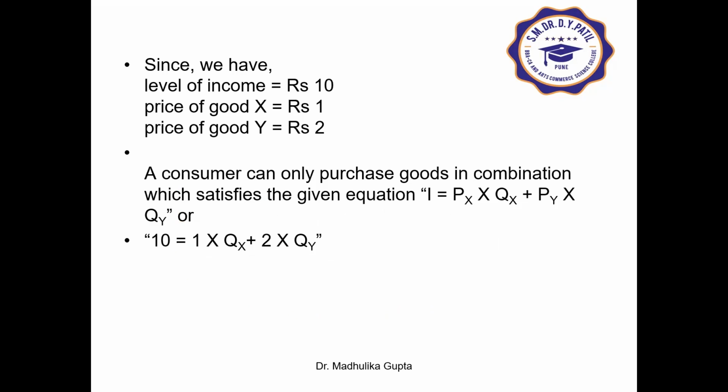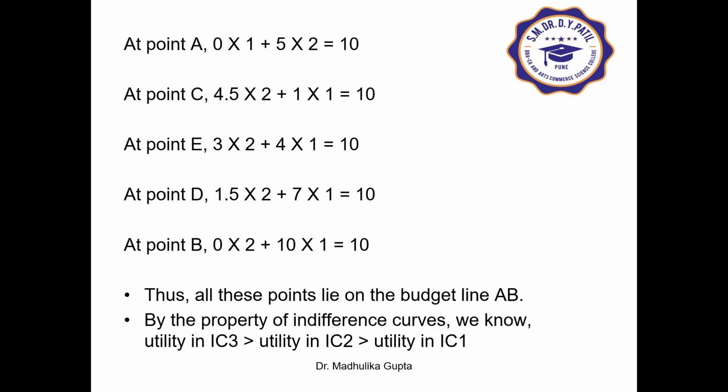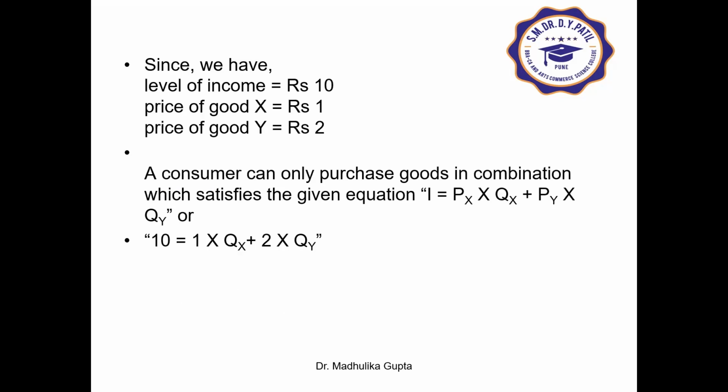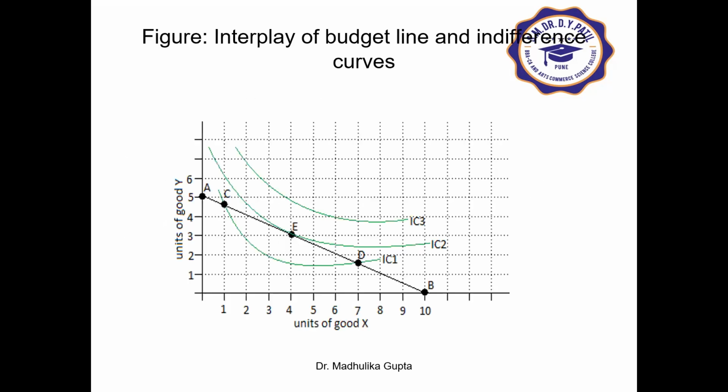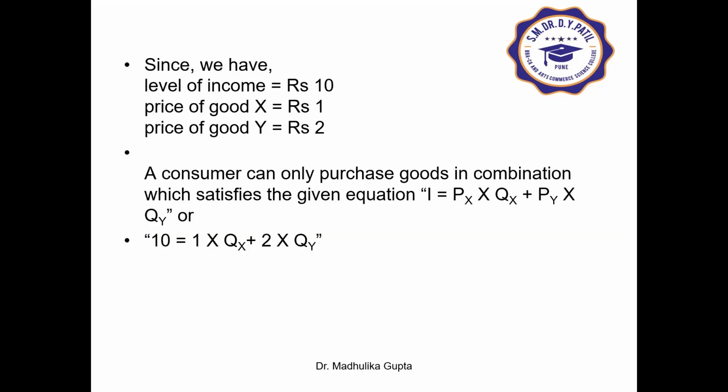Now we have to find out QX and QY, right? So there are different combinations given here depending upon the schedule. It changes the values of QX and QY, the quantity of X and quantity of Y consumed. So for different combinations, at point A, what happens? At point C, what happens? It should be 10, right? So thus all these points lie on the budget line AB. See, budget line AB, all these points lie on it.